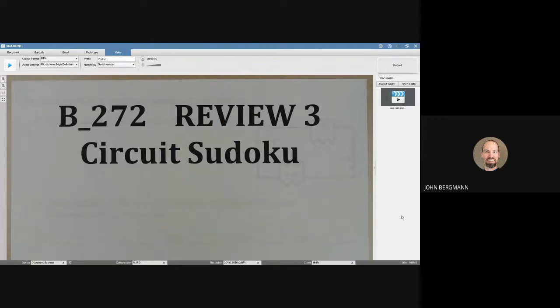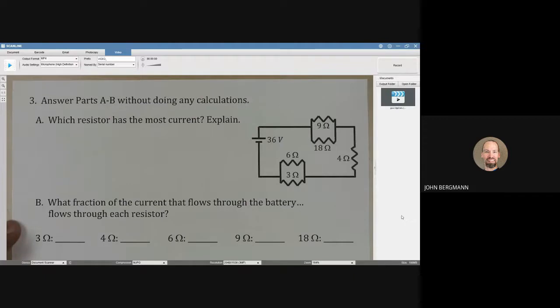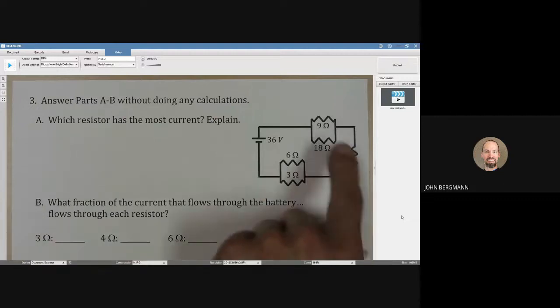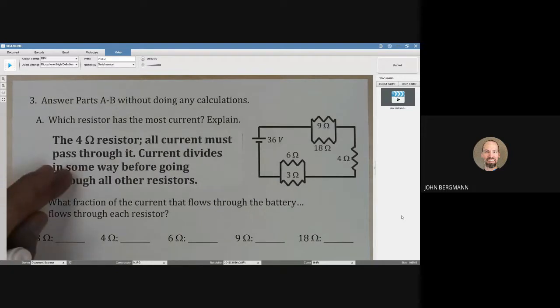Review number 3, circuit sudoku. Let's answer these without doing any calculations on a calculator. Let's just use our brains. Which of these resistors has the most current? There's our diagram right there, and that is definitely going to be the 4 ohm resistor.